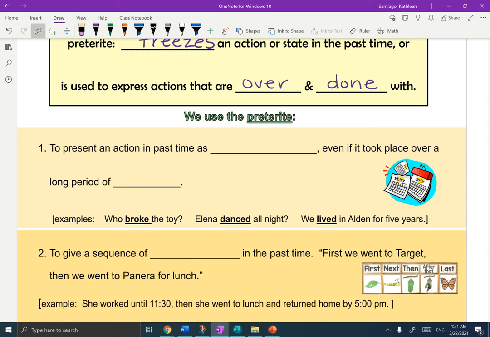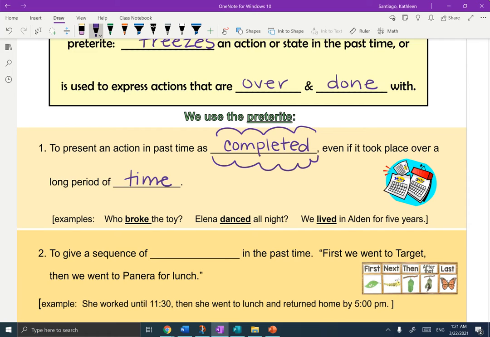The first one is to present an action in past time as completed. That's an important one. That's the one that we'll kind of be focusing on. So again, I'm going to bubble that word. Completed, even if it took place over a long period of time.